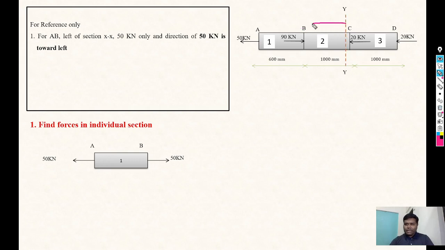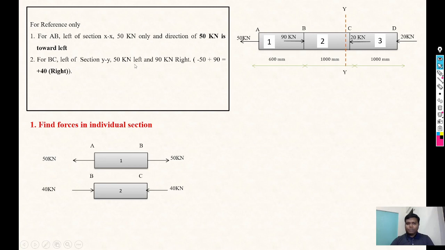So again, just focus on the left part of that YY section. Now two forces are there, 50 and 90 kilonewton. So 50 kilonewton is towards left and 90 kilonewton towards right. So minus 50 plus 90, that is plus 40, correct? Now the final answer is plus 40, it means we consider the BC section.